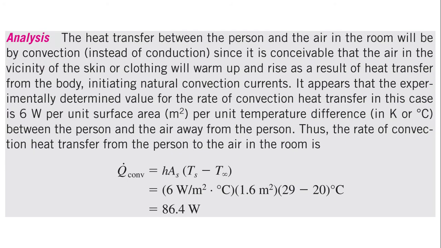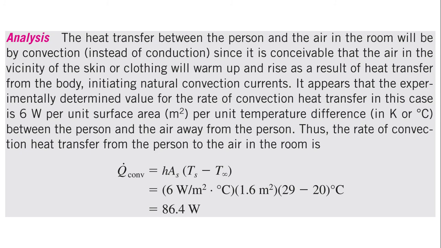In the analysis, the heat transfer between a person and the air in the room will be by convection instead of conduction, since it is conceivable that the air in the vicinity of the skin or the clothing will warm up and rise as a result of the heat transfer from the body, initiating natural convection currents. The experimentally determined values for the rate of convection heat transfer are about 6 watt per unit surface area per unit temperature difference between the person and the air away from the person.